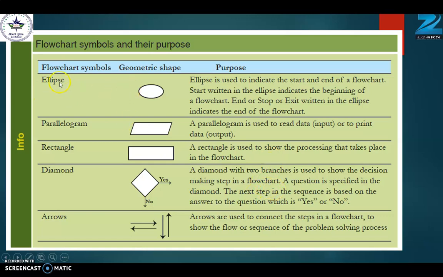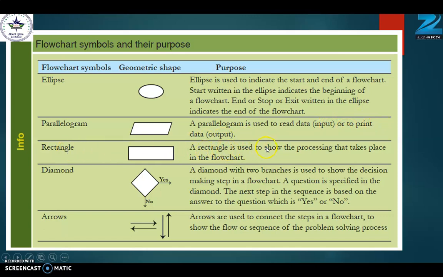Let's see one by one. Ellipse. Ellipse is used to indicate the start and end of a flowchart. Start written in the ellipse indicates the beginning of a flowchart. End or stop or exit written in the ellipse indicates the end of the flowchart. The next, parallelogram. A parallelogram is used to read data, that is input, or to print data, that is output.